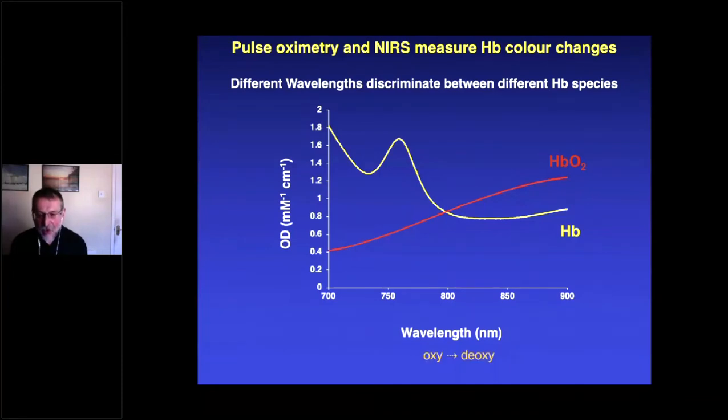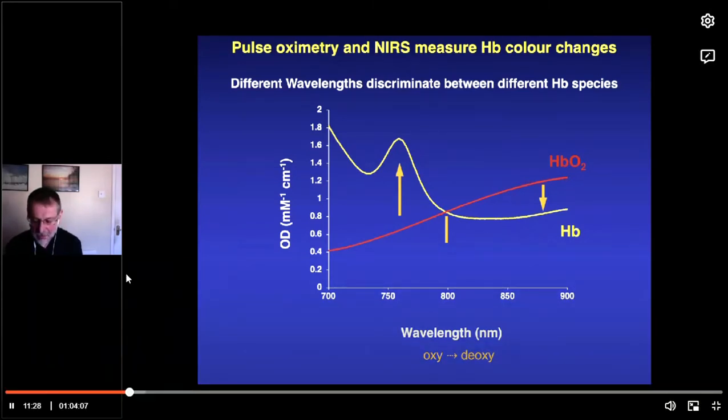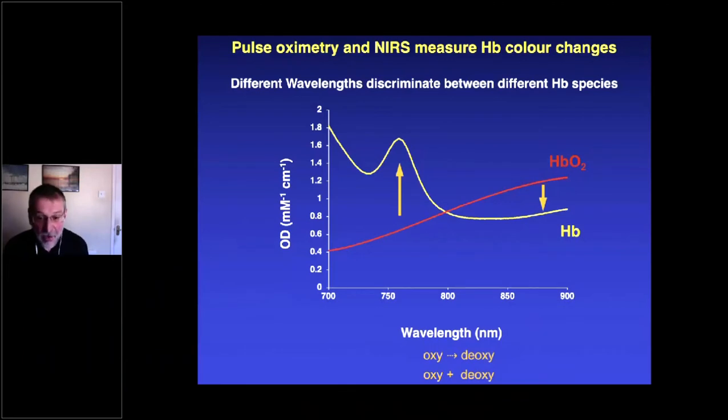So if I've got a conversion of oxy to deoxy, if that happens at this wavelength here, for example 760, you'll see an increase in absorbance. At this wavelength here, like say 870, you'll see a drop in absorbance. And if you measured here, that's what's called the isosbestic point, you see no change. If there was a change in both oxy and deoxyhemoglobin at the isosbestic point, you now see an increase because they're both contributing to the absorbance change.